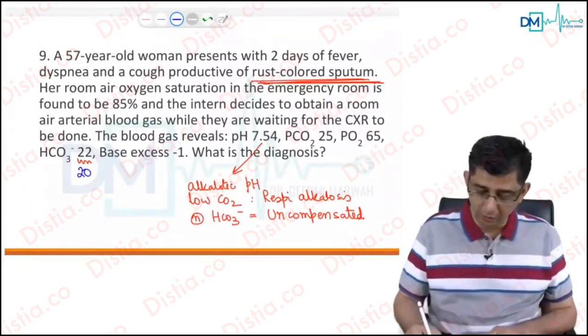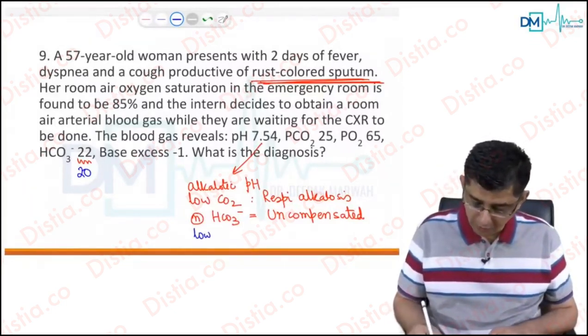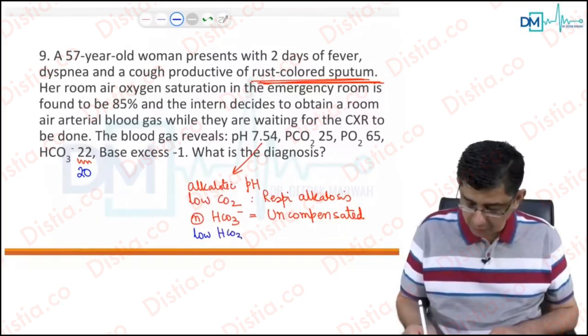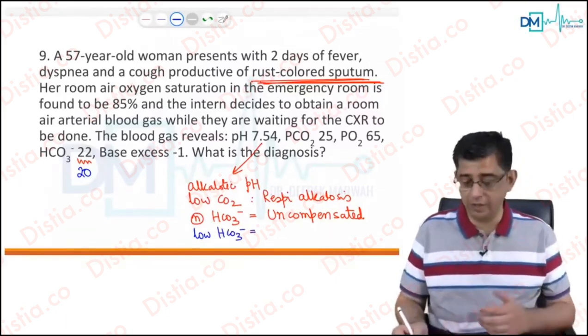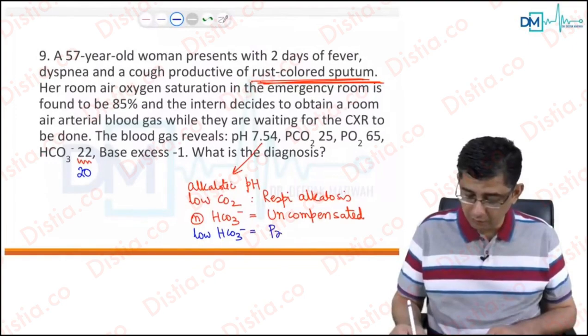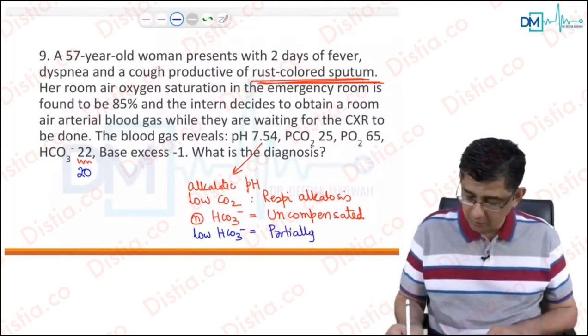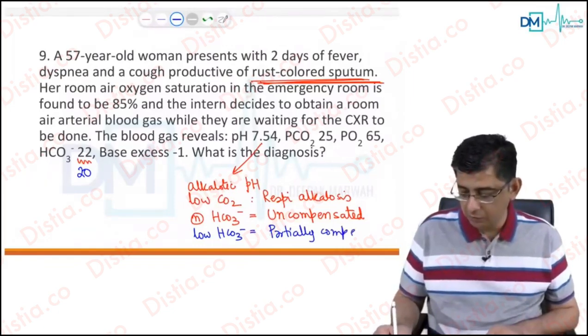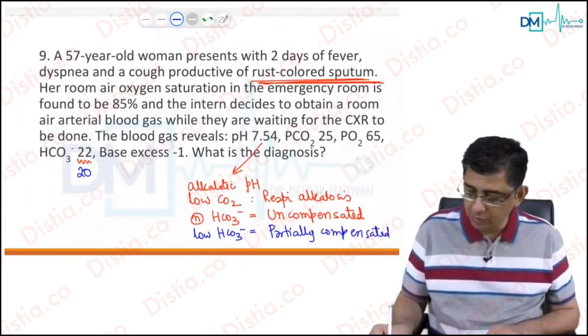Same question, and the value of bicarbonate was given as 20. That means the bicarbonate has been lost with the help of the kidney, and then I will say the patient is having partially compensated respiratory alkalosis. If the pH normalizes, then it will become fully compensated.